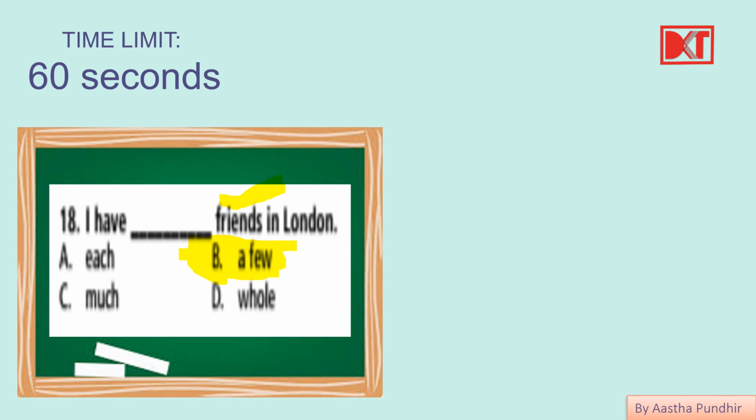Then we have each. Each is used as a distributive, and much and whole can also be referred to as quantifiers. Okay, but they're not really suitable with friends because you can't say I have much friends. Much is usually used with uncountable nouns. Whole, I'm talking about the completeness of something, right?